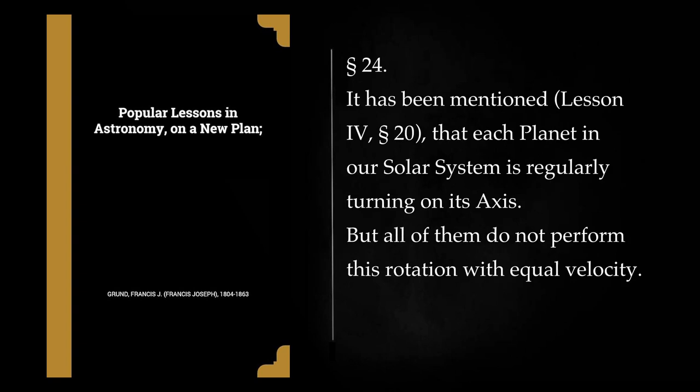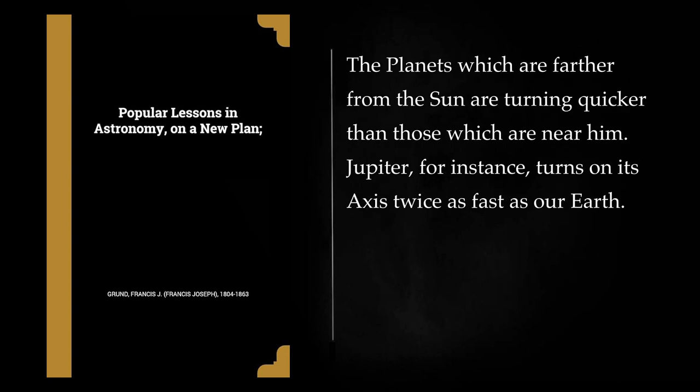Section 24. It has been mentioned, Lesson 4, Section 20, that each planet in our solar system is regularly turning on its axis. But all of them do not perform this rotation with equal velocity. The planets which are farther from the Sun are turning quicker than those which are near him. Jupiter, for instance, turns on its axis twice as fast as our Earth.